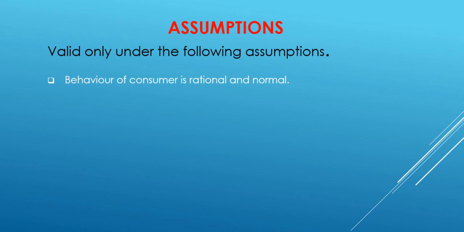It means the person should be normal. He should not be a mad or abnormal person. Utility is measurable in numerical terms. It is the important assumption of this law of diminishing marginal utility theory. According to Marshall, utility can be measured in numerical terms and he has given the name utils to that measurement.